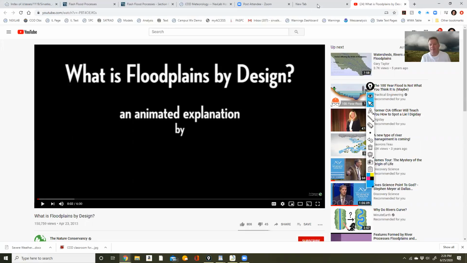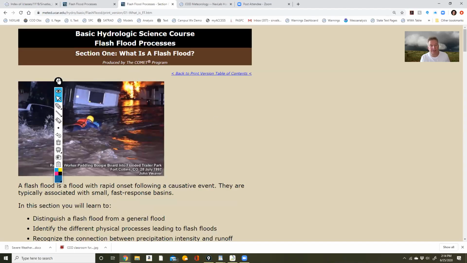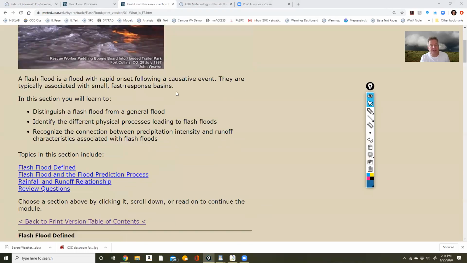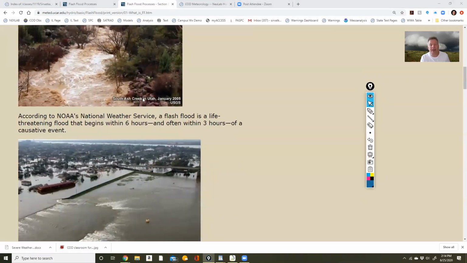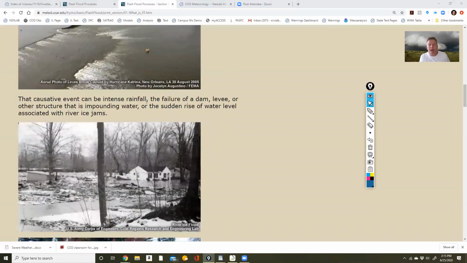and then come back and start this one up again, okay? Go to the flash flood processes module, and this is a flash flood. What is a flash flood? So hopefully I can get you this. Couple things in here is that we're defining a flash flood, and the key part of this is to say that it's within 6 hours, maybe even less, of the causative event. So whatever it is that's causing the flash flood, it's going to happen fast. So most of the time when we're talking about flash flooding in your life, it's going to be intense rainfall.